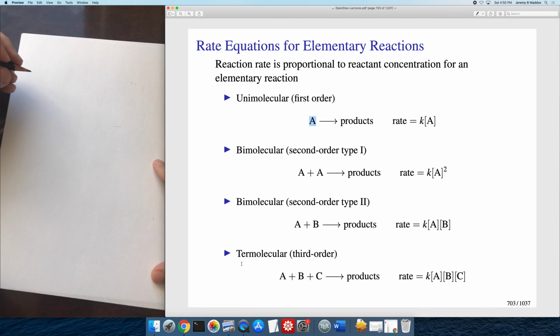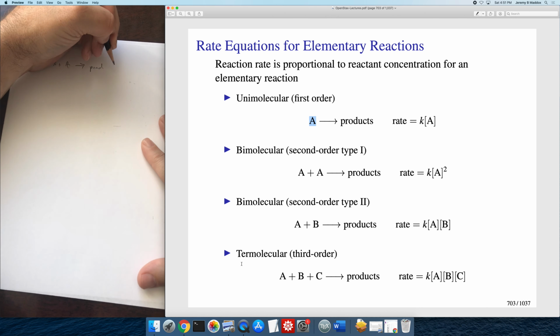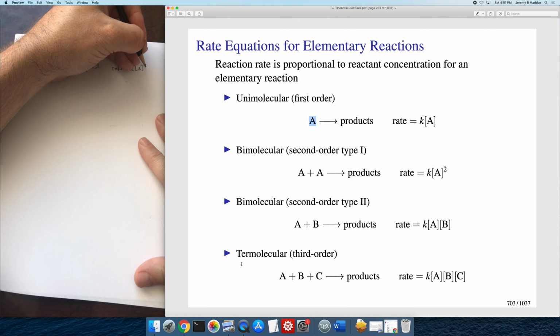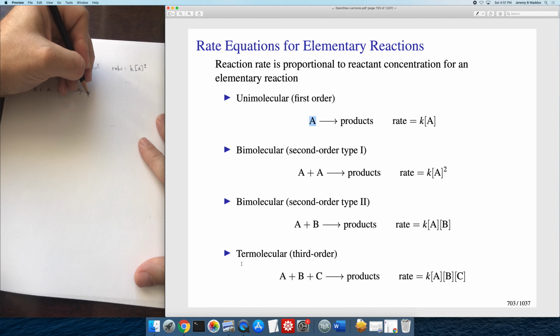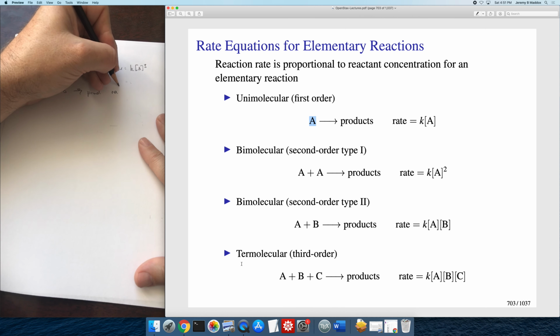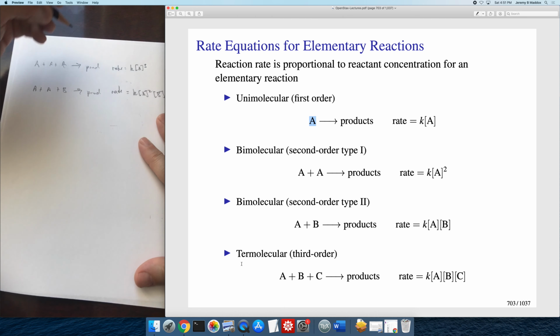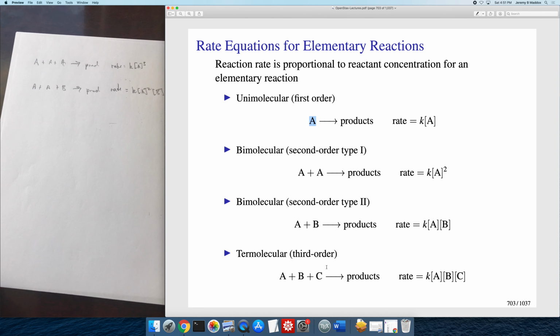I'll write them down. You can have each species being the same, so this would be type 1. Here the rate is equal to some rate constant times A to the 3rd. You could have 2 species being the same and the 3rd one being different. This would be the type 2 termolecular, A squared B. And then the 3rd one you see here, this would be the termolecular type 3 reaction, where each species is different. And so it would be first order in each of them.